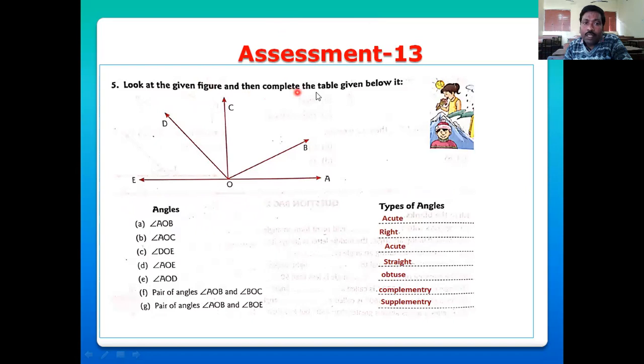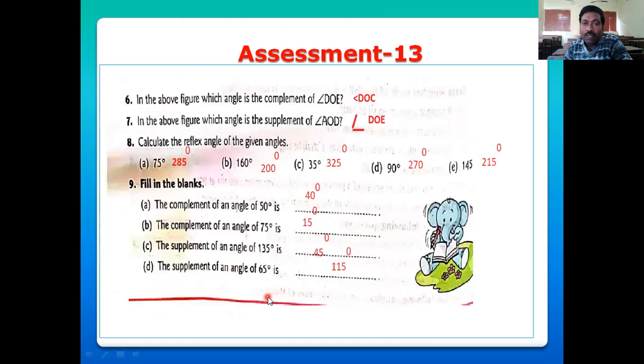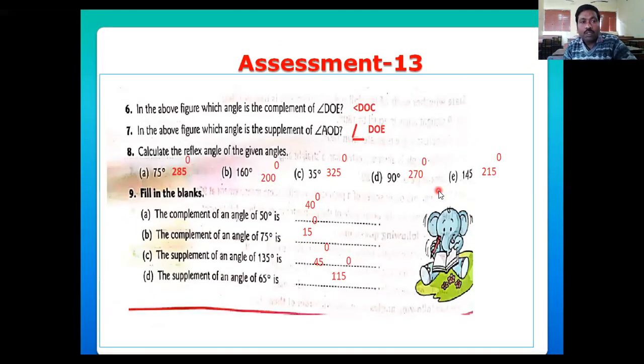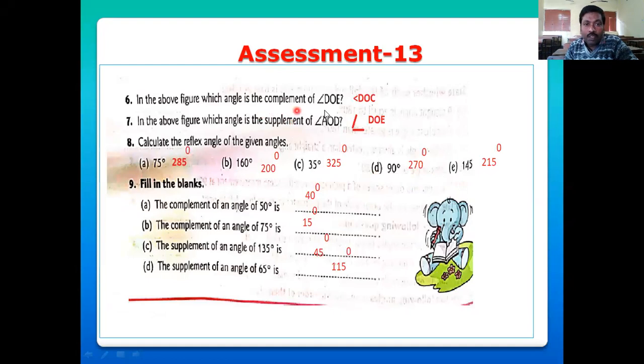Now, here is question number 5. Look at the given figure and complete the table given below it. Here is the figure, angle AOB. Here we find that angle AOB is an acute angle. Angle AOC makes a 90-degree angle. When you see this figure, you can easily find which is acute and which is obtuse. In this way, DOE, AOE, AOD, and also AOB and BOC, you can solve these questions. And here in the above figure is the answer.